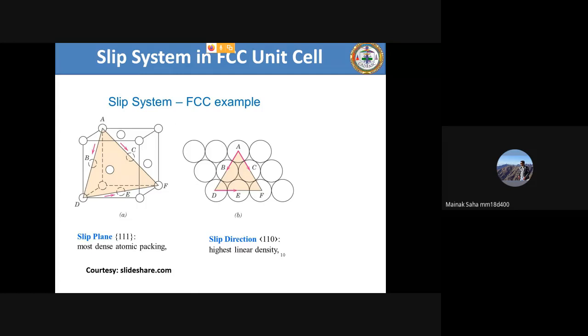Okay, sir. Minus one, no? See, 111, and there is minus one, minus one, minus one. We don't write minus in crystallography. We call it one bar or bar one. I mean, we put a bar on top of one. So that's what we call it. Okay? So, fine. So, good.